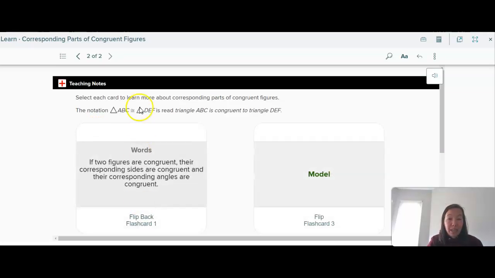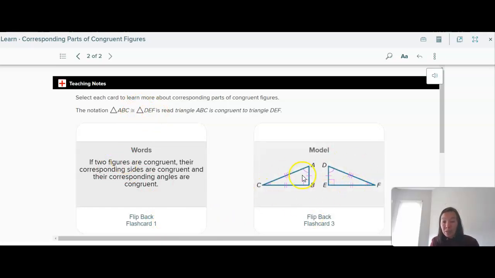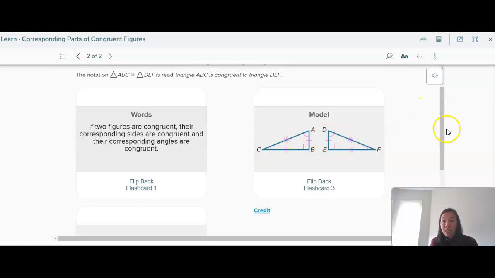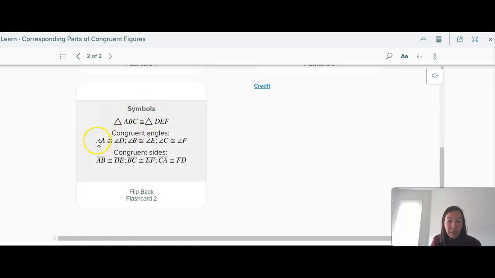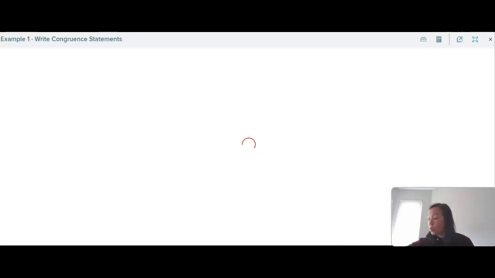Again, we're just getting used to some geometry symbols. Triangle ABC is congruent, so the symbol is congruent, to triangle DEF. If two figures are congruent, their corresponding sides are congruent, and their corresponding angles are congruent. So AB corresponds to DE, angle A corresponds to angle D, and so on. In symbols, we would say that angle A is congruent to angle D, B to E, C to F. For sides, we use a notation with a little bar over the top. Side AB is congruent to side DE, and so on. You should know those symbols.